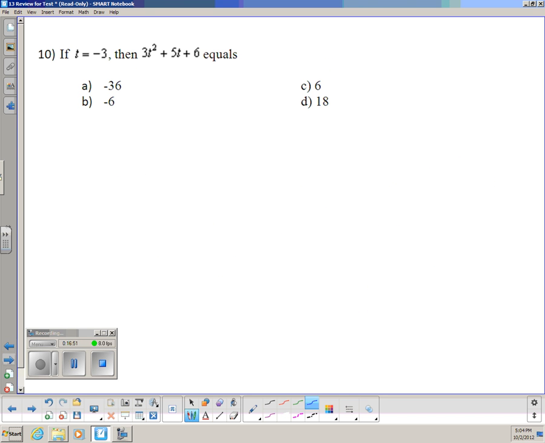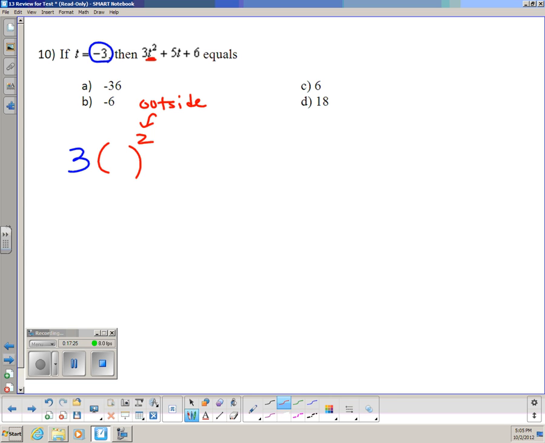Number 10, if t equals negative 3, then 3t squared plus 5t plus 6 equals. Here's another one. We are plugging in a number for a letter. So when I do this, I'm going to use parentheses. So instead of writing the letter, I'm going to write parentheses. Notice I put the square on the outside of the parentheses. That's always something that people forget. They try to put it inside. I don't do that. I just write a set of parentheses. And that number, negative 3, will go in there in a second.